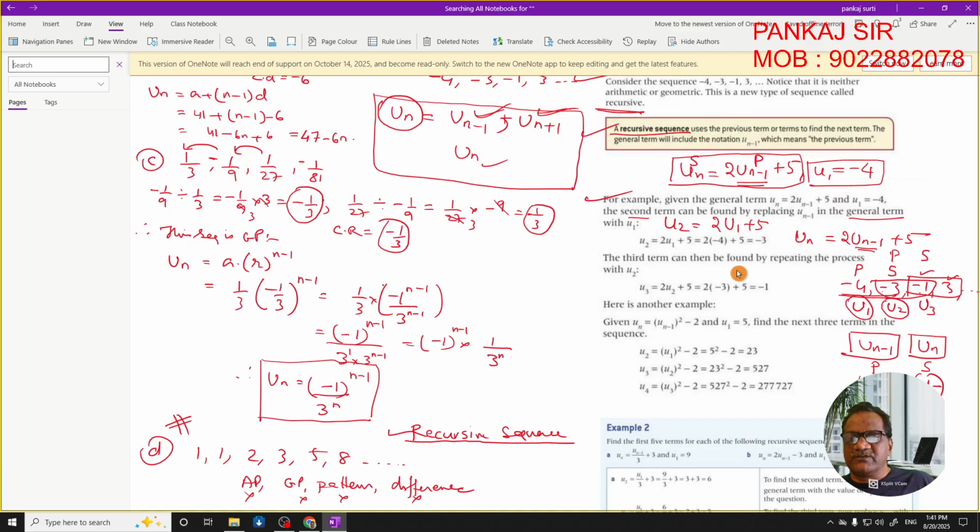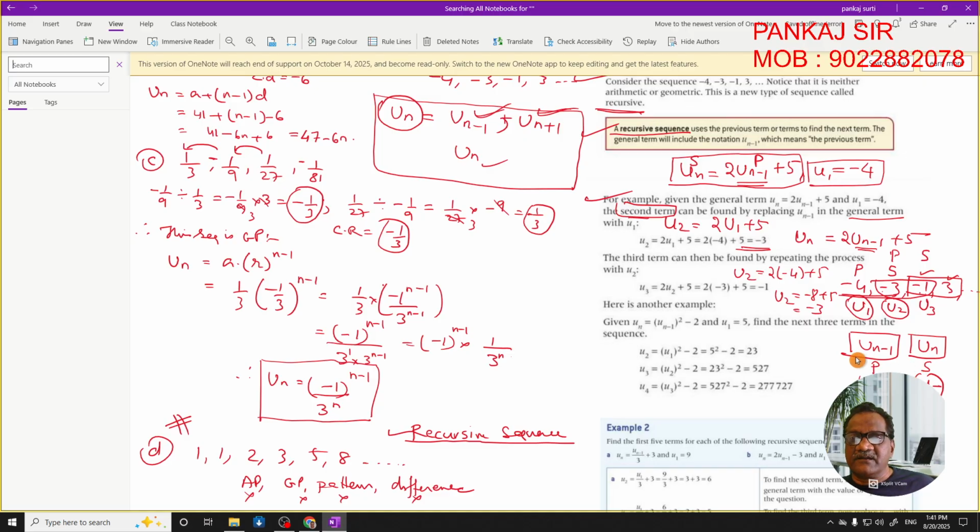So your u2 will be equal to 2 times minus 4 plus 5, which works out to minus 8 plus 5, which is equal to minus 3. So you got the second term. In this question they asked you for the second term. So the second term will be minus 3. The answer here is minus 3.